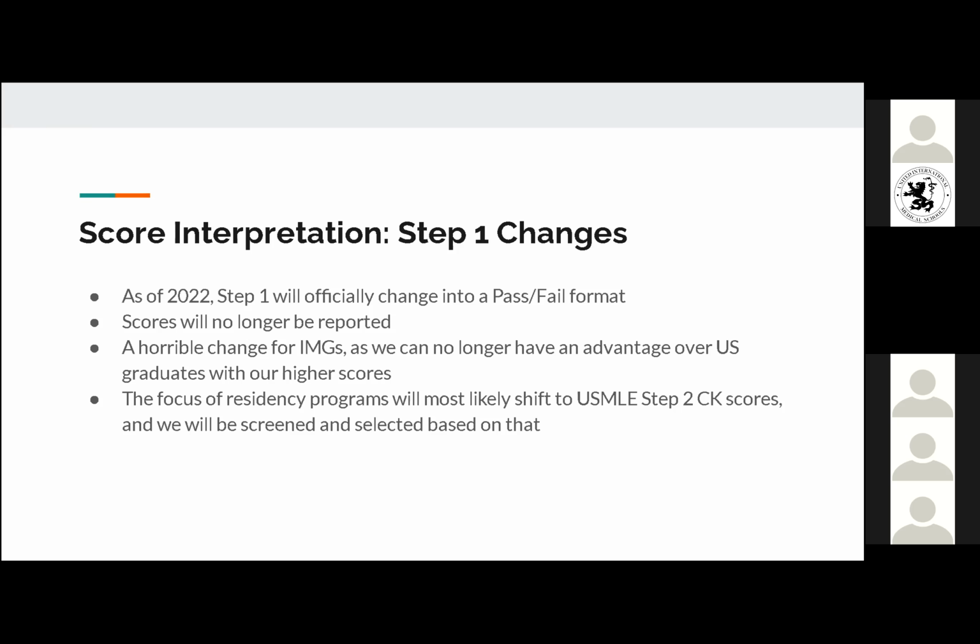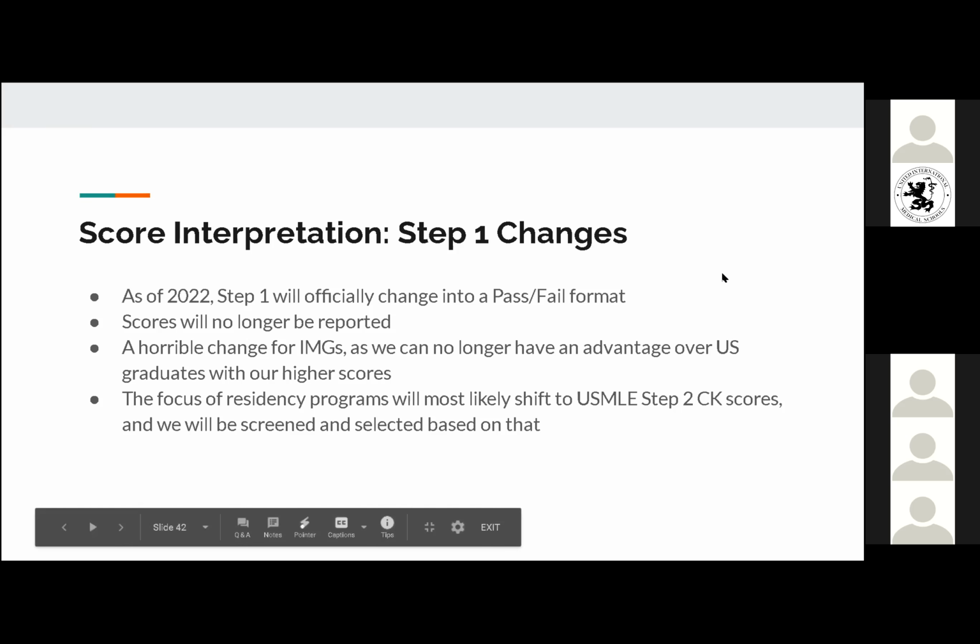Of course, if you do the exam before 2022, so if you do it next year, or this year, although I don't think this year is possible anymore, your score will still be reported. And when you apply for the residency programs, your score will be part of the application. So I recommend doing that because the pass-fail format is not very useful for us.